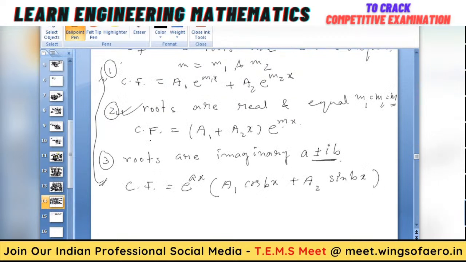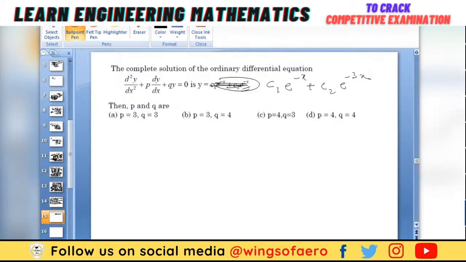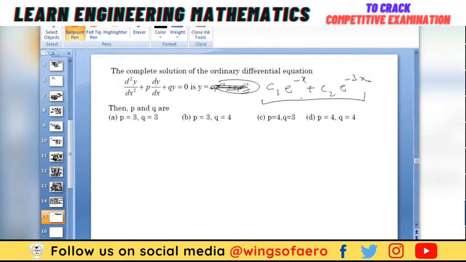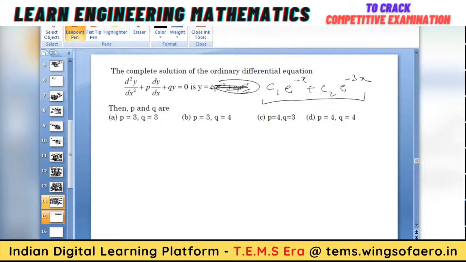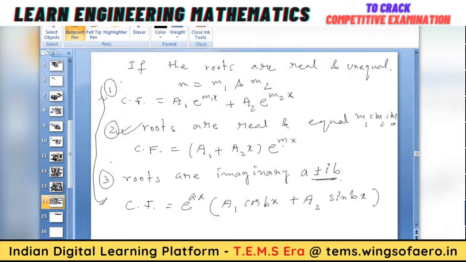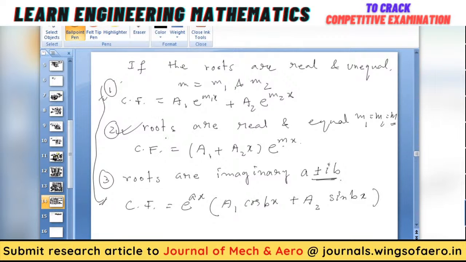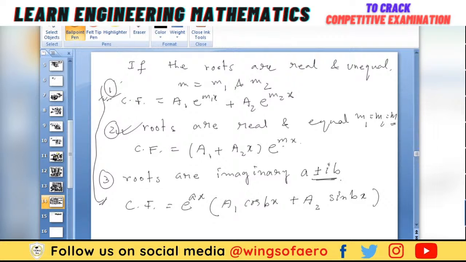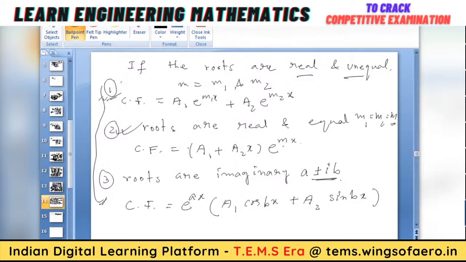First of all, we'll look at the formula first. And this solution. The solution here is given as C1 e to the power minus x plus C2 e to the power minus 3x. Tell me, look at the rules. Which one? Rule 1, rule 2, rule 3. There are three rules. Which rule matches the most? Real and unequal. Obviously, rule number 1 matches the most. So if rule number 1 matches the most, it means the roots will be real and unequal. And what are the rules? Roots. The roots are m1 and m2.